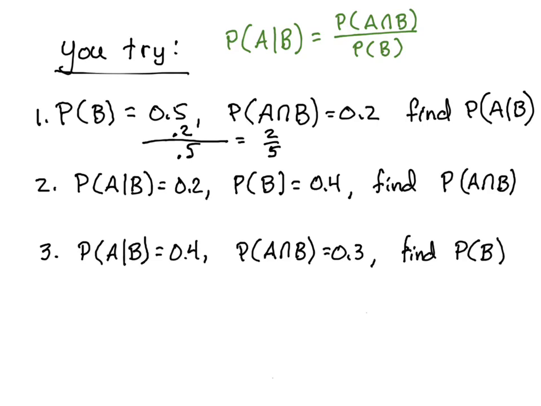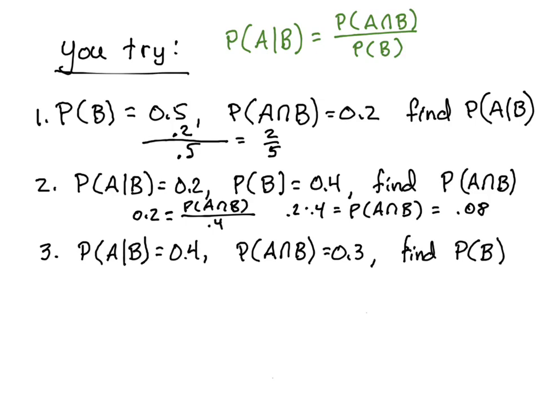The probability of A given B is 0.2. The probability of B is 0.4. Find the intersection. We know that A given B is 0.2, the probability of A intersect B is what we're looking for, and the probability of B is 0.4, so we know that 0.2 times 0.4 equals the probability of the intersection, which is going to be 0.08.